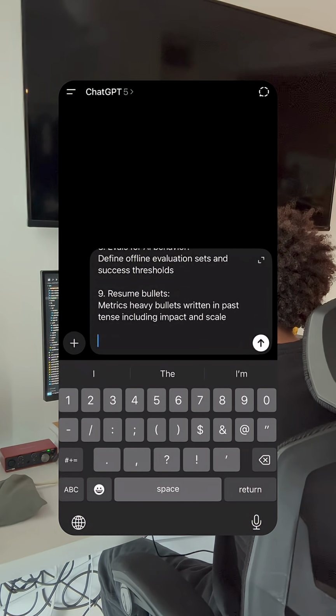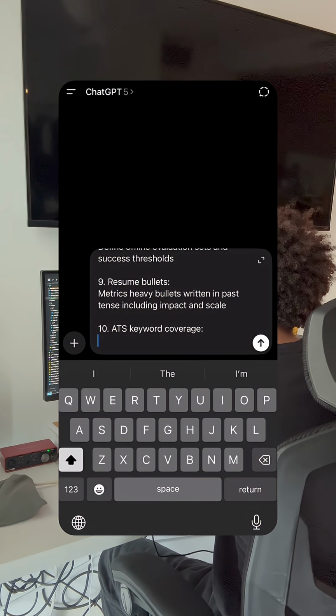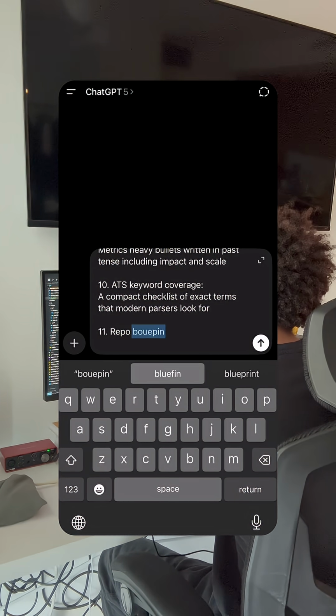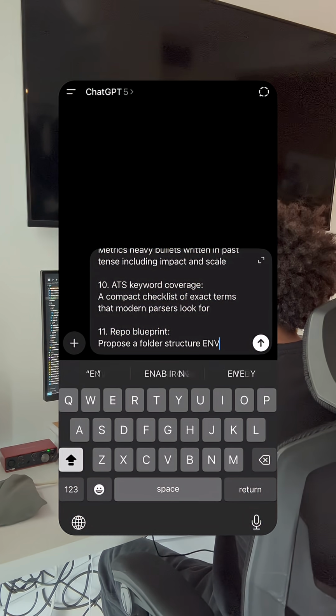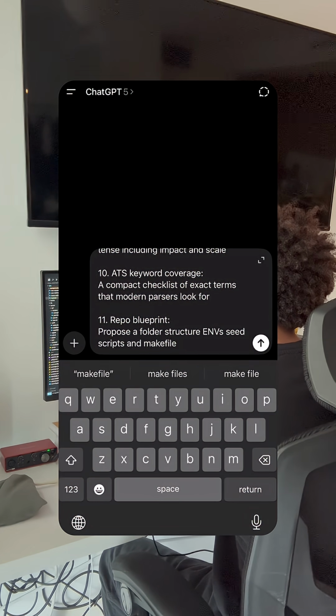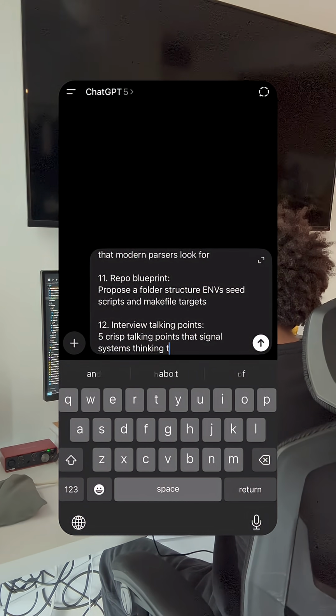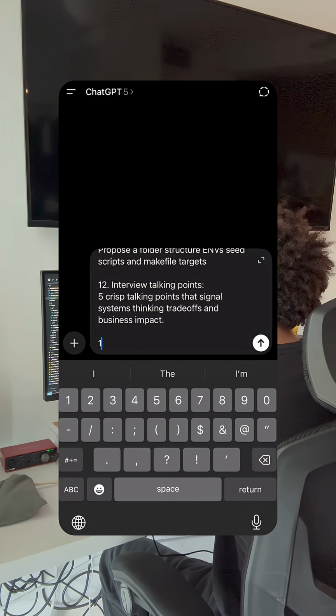10, ATS keyword coverage. A compact checklist of exact terms that modern parsers look for. 11, repo blueprint. Propose a folder structure, sample env vars, seed scripts, and makefile targets. 12, interview talking points. 5 crisp points that signal systems thinking, trade-offs, and business impact.